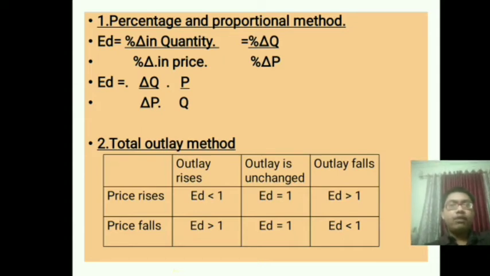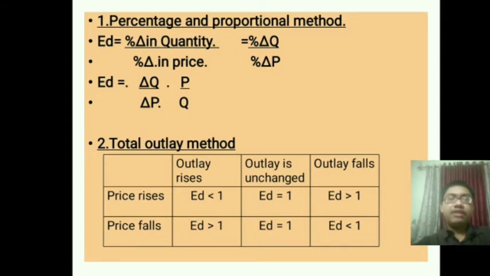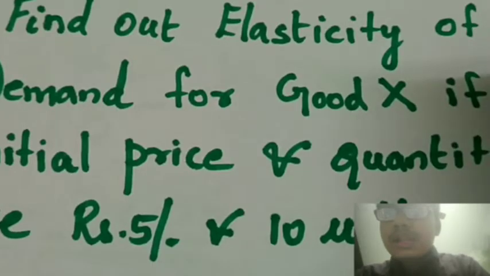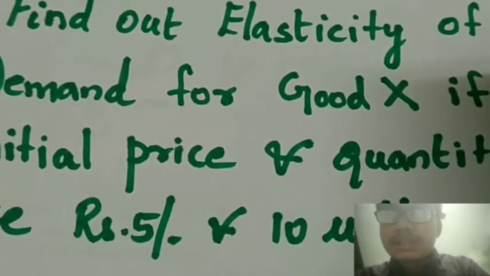Then what will happen if price of good falls? Exactly the opposite, right? If price of good falls and outlay rises, we say that demand is relatively elastic, ED greater than 1. If price of good falls and outlay remains unchanged, ED equals 1. And if price of good falls and outlay also falls, we say demand is relatively inelastic. Now let us discuss some numerical examples.